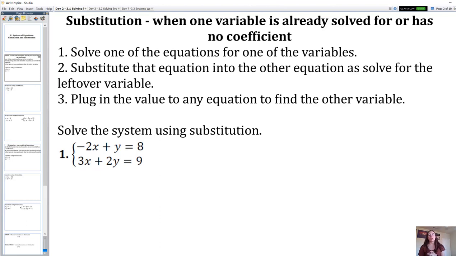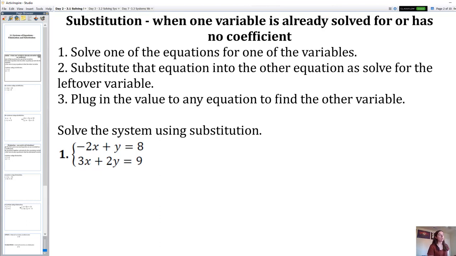When we're doing substitution, the first thing you want to do is look at one of your equations and solve for one of your variables. It doesn't matter which equation you pick, but usually one is easier than the other. And it doesn't matter which variable you solve for, but again, sometimes one is easier than the other. Then once you have it solved for that variable, you're going to substitute that equation into the other equation based on the variable that you solved for. And then we're going to plug in any value to any equation to find the other variable once we've solved for that first one.